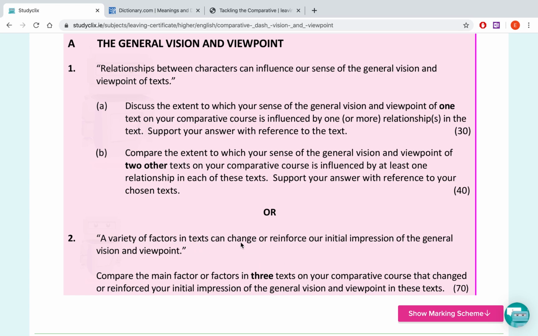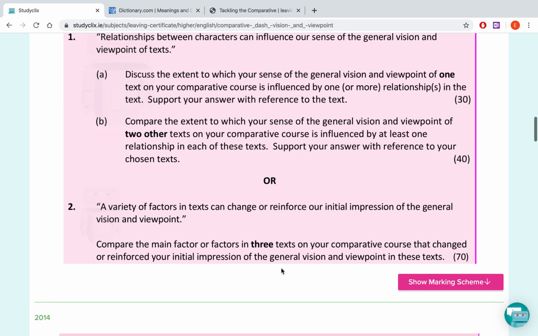A variety of factors in text can change or reinforce our initial impression of the general vision and viewpoint. So factors that change or reinforce our initial impression. Compare the main factor or factors in 3 texts in your comparative course that change or reinforce your initial impression of the general vision and viewpoint of these texts. So our initial impression is really important here because we need to talk about the beginning of each text. How are they presented and how does that make us feel? What is our perception or observation of these texts? And also the factors that can change or reinforce these after the beginning.